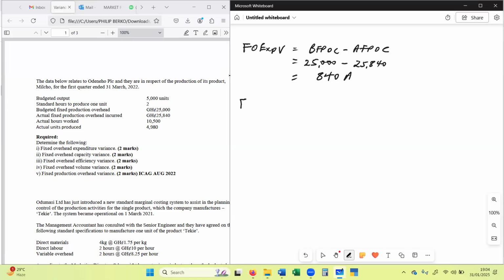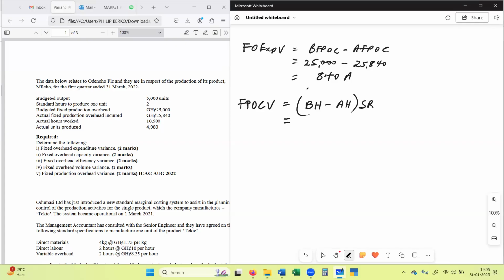Then from there we have the fixed production overhead capacity variance. So for capacity, what's the formula? Budgeted hours minus actual hours, then we multiply by the standard rate.